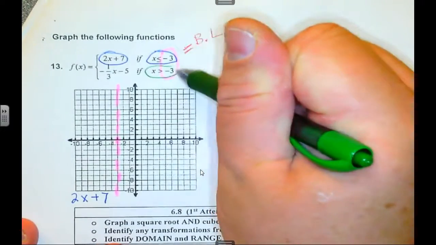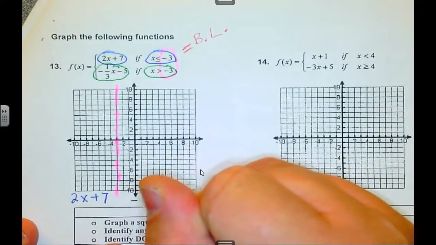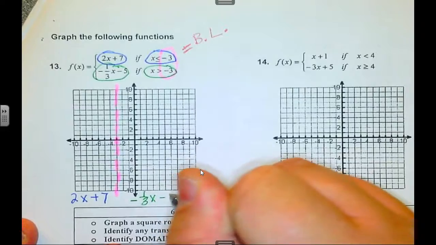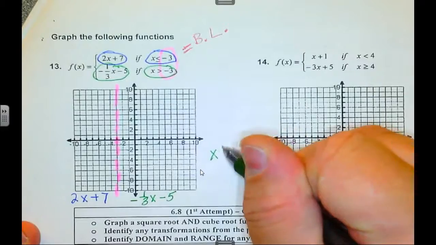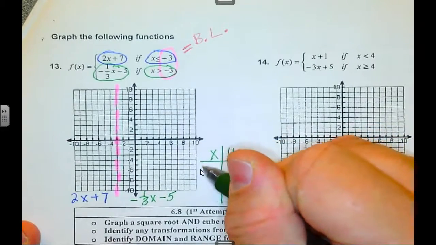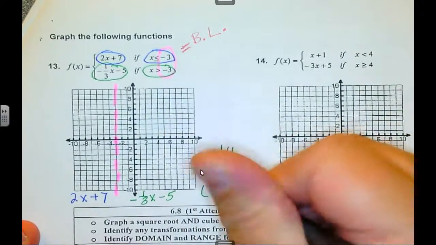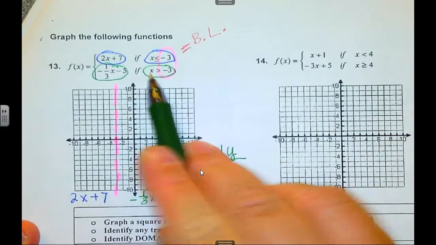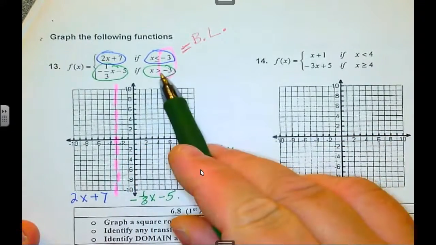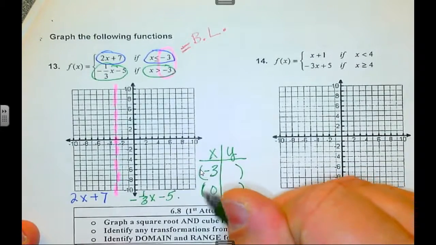Okay, that's less than negative 3. Anything greater than negative 3, I have to use the function negative 1/3 x minus 5. Now, I need at least 2 points to make a line. And the first point, I have to use x equals negative 3. For the one greater than negative 3, I have to pick a point greater than negative 3, so I'll use 0.